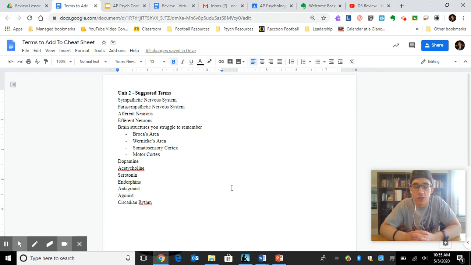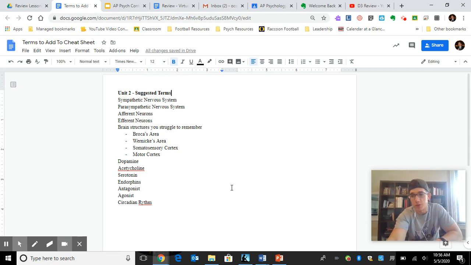So I have a list here of terms that I would suggest you add to your cheat sheet for unit 2, and I'll keep adding as we go through the units. Obviously, if you feel really good about sympathetic versus parasympathetic nervous system, you don't have to put it on there. But if you're someone who constantly gets those two confused, you don't remember the difference between the two, strongly suggest you put that on your cheat sheet.